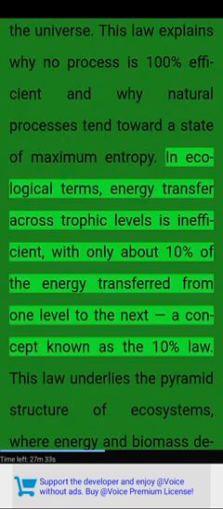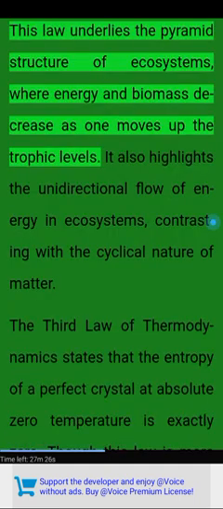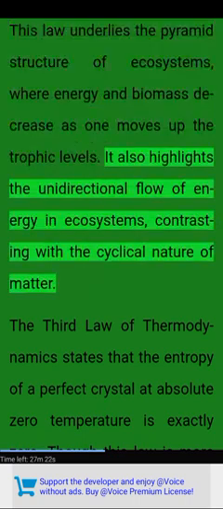In ecological terms, energy transfer across trophic levels is inefficient, with only about 10% of the energy transferred from one level to the next, a concept known as the 10% law. This law underlies the pyramid structure of ecosystems, where energy and biomass decrease as one moves up the trophic levels. It also highlights the unidirectional flow of energy in ecosystems, contrasting with the cyclical nature of matter.